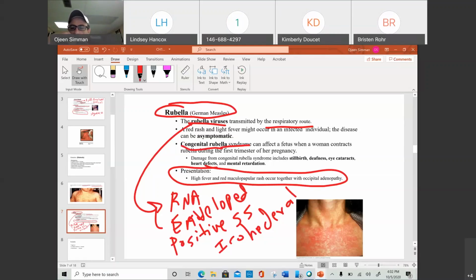Now, this one can cause a complication called congenital rubella syndrome. Congenital rubella syndrome affects the fetus when a pregnant patient contracts rubella virus, especially during her first trimester of pregnancy. This can cause deafness in the fetus or the newborn. It can also cause patent ductus arteriosus, which is a congenital heart condition. It can also cause retinopathy, cataracts, and stillbirth as well. So this is very serious. Remember, especially if the mother acquires it during the first trimester.